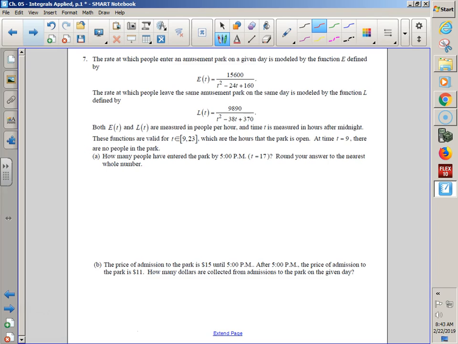How many people have entered? Wait, we already talked about these being rates. Rate entering, rate leaving, people per hour. How many people have entered the park by 5 p.m.? Well, when did they start entering? 9. And when are they stopping entering? 17. Don't we just have to go ahead and... Wait, this is long answer. We better show our work. You just did. Stop. Go to your calculator. Throw it in. Get an answer.